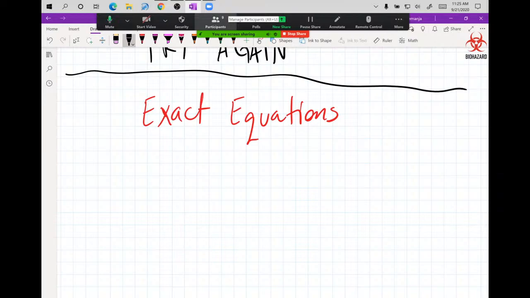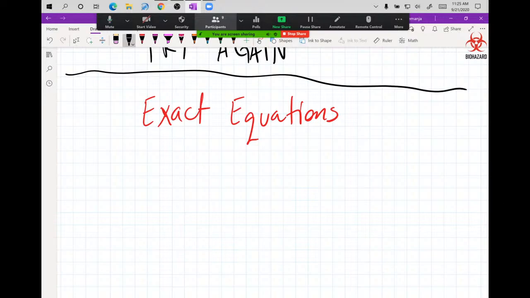Let's go with exact equations. So you learned this in Calc 3, if you took Calc 3, in conservative vector fields and potential functions. Those were the words used. And we're not going to have the same approach, but it's exactly the same thing.